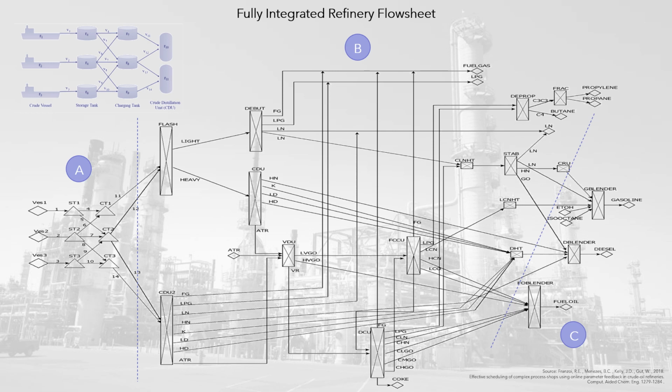The distillation unit is composed of 5 towers, a flash distillation tower, flash, 2 distillation units, CDU1 and CDU2, a vacuum distillation unit, VDU, and a debutanizer unit, debut. 3 blenders for gasoline, blender, diesel, blender, and fuel oil, FA blender, are installed in the refinery. Zone C.